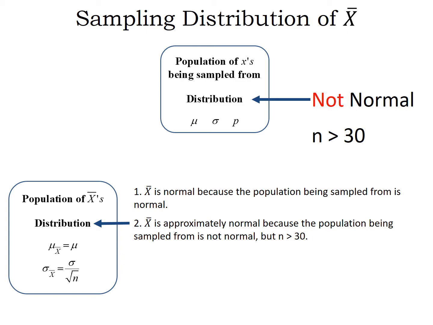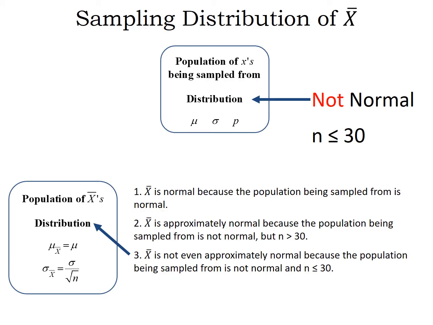Now, if your population is not normal and your sample size is not over 30, then we don't know how x bar is going to behave. And so we don't know the distribution. And so these are our three options. And we're going to run through this list in this order every time.